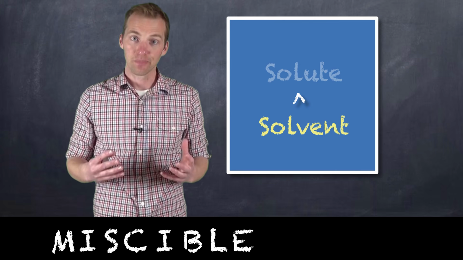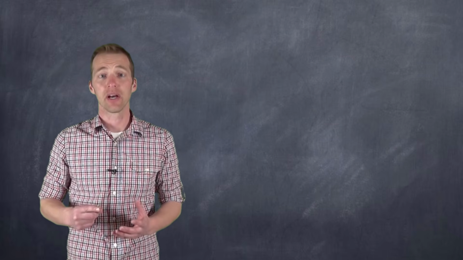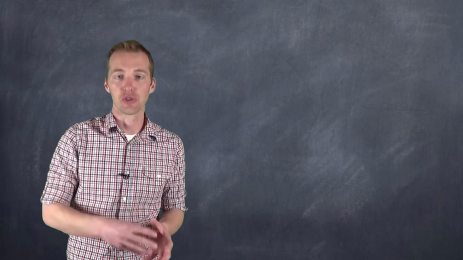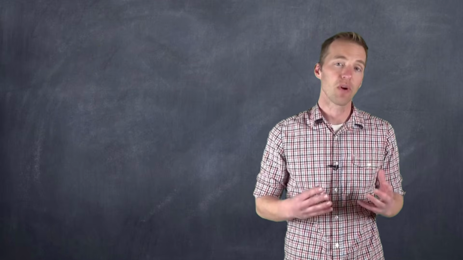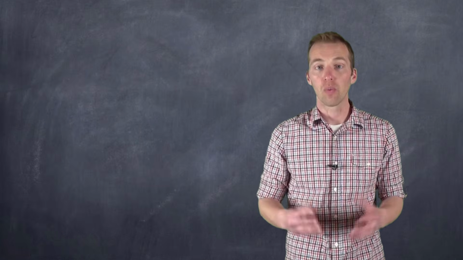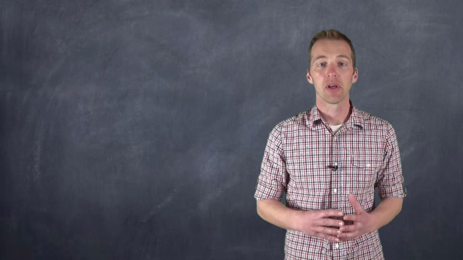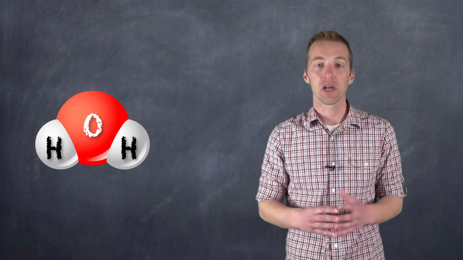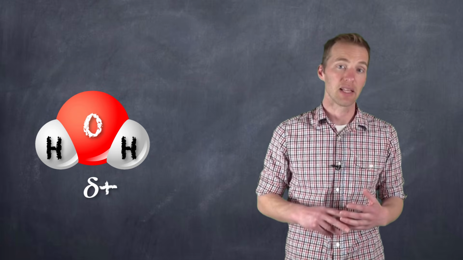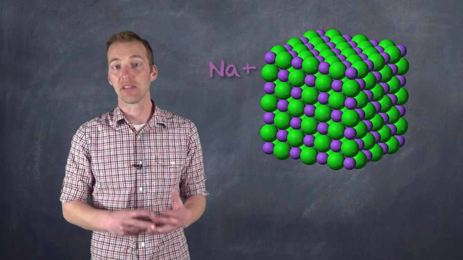M-I-S-C-I-B-L-E, miscible. Now, when we take a look at a solution, it's also important to understand that there has to be something dissolved in that solution, that is the solute. So in order to discuss dissolving, I think one of the easiest things to do is take a look at table salt, sodium chloride, which, as we know, will dissolve in water relatively easily. But let's take a look at the mechanism by which this comes about. So salt will come in contact with water, and water is a polar substance. That is, it has a slightly positive end and a slightly negative end.